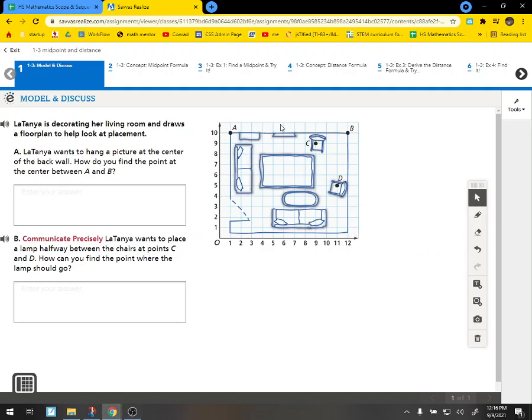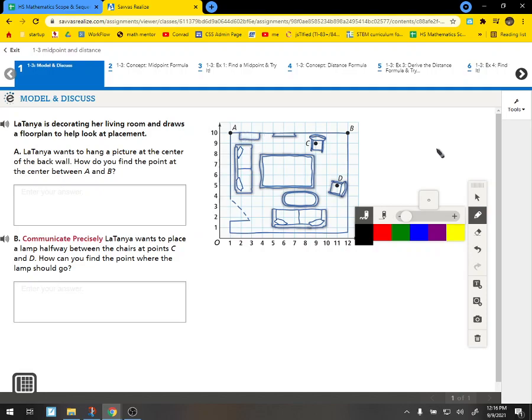Our first activity is talking about Latanya. Latanya is decorating her living room and draws a floor plan to help look at placement. So here's her floor plan. The first question is, she wants to hang a picture at the center of the back wall. So the center of this back wall, how do you find the point at the center between A and B?